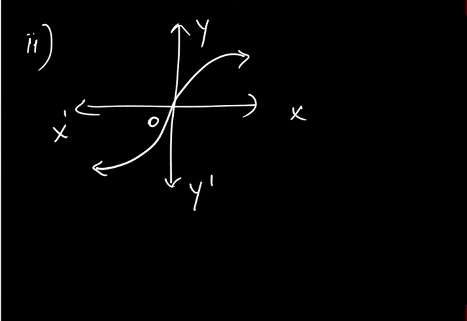The second graph, it is a function because the curve meets the vertical line exactly at only one point. So to check, we'll draw a vertical line. So it's meeting at only one point. So this is a function.